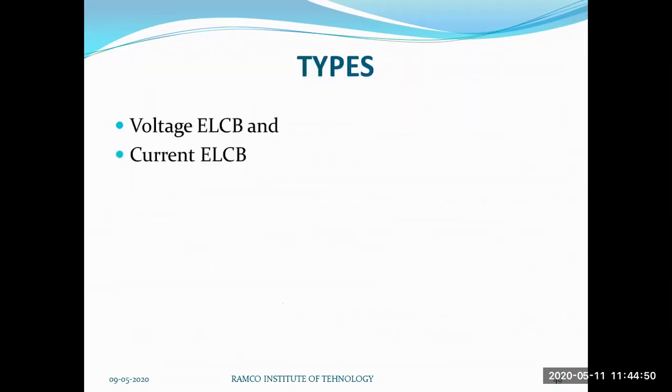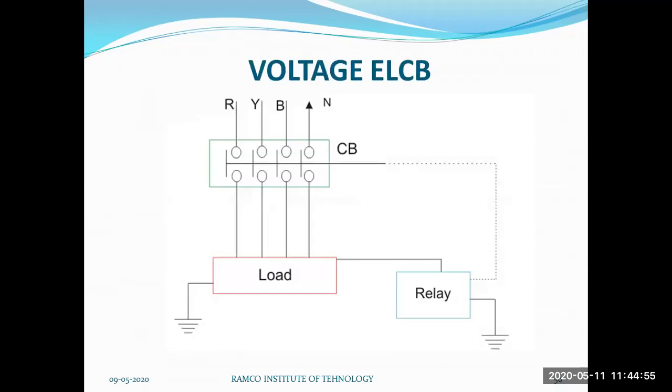So one is voltage earth leakage circuit breaker and the other is current earth leakage circuit breaker. This is the circuit diagram of the voltage earth leakage circuit breaker. You have a load which is connected to three phases R, Y, B and a neutral wire. You have a relay coil which is connected to the load as well as the ground, and the relay coil is also connected to the main contacts of R, Y, B and neutral. The load is grounded here for safety purposes.